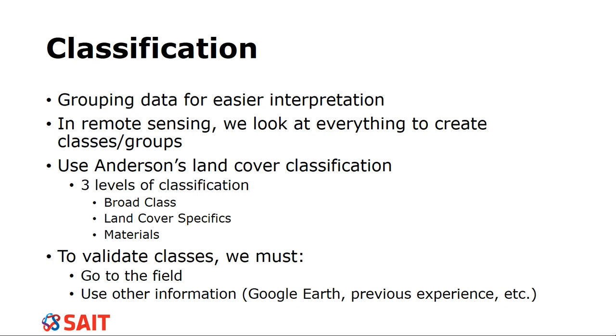Once we've created our classes and they have names, or we go to create names for them, we have to look at something called Anderson's land cover classification. There is a web page in your handout that I've also listed on the checklist, and you can look at the land classification there. The document I give you only gives you 2 levels, because I don't want you going into the 3rd level of classification. The first 2 levels are a very broad class, and then land cover specifics.